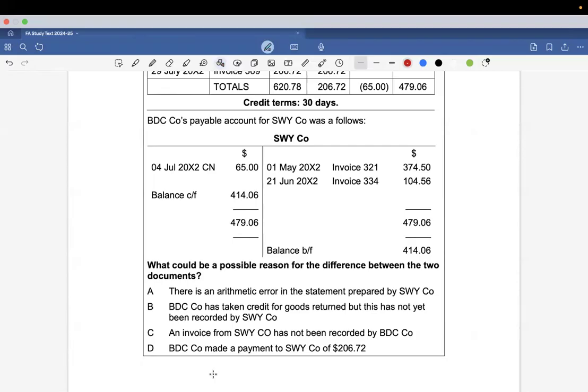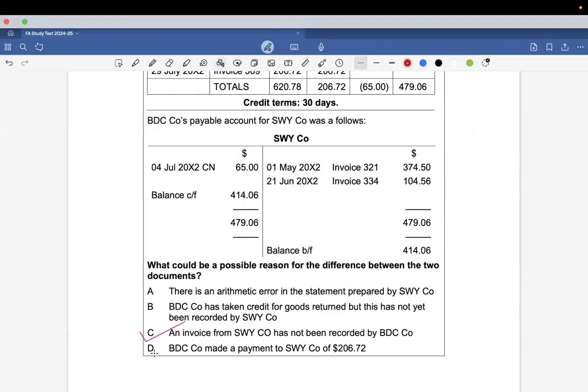Now the second one, BDC company has taken credit for goods returned, but this has not yet been recorded by SWY company. That is also their problem. There is a credit for goods returned, and we have recorded it correctly. SWY company has not recorded it. Next one, an invoice from SWY company has not been recorded by BDC company. So our company did not record this. That is our problem. Understood? So this is the likelihood of the mistake.